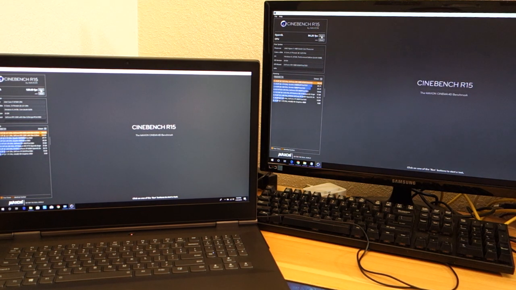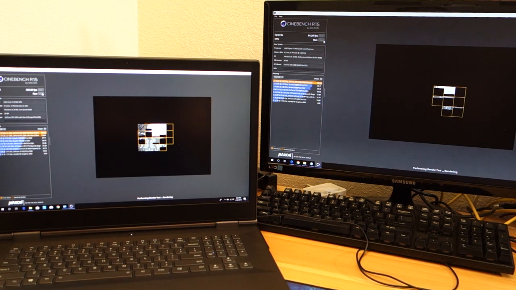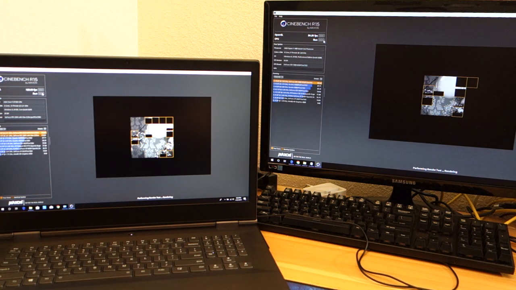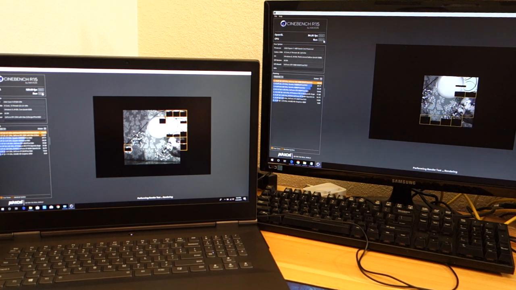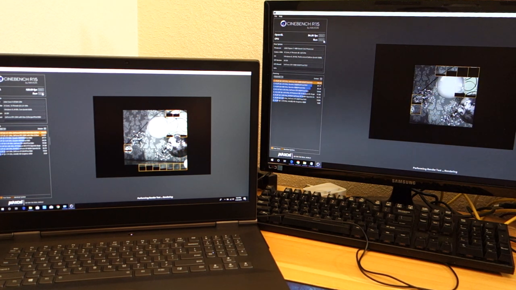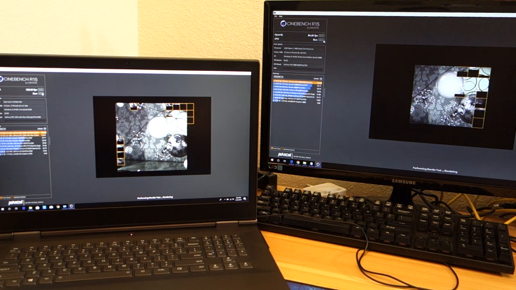So yeah, look at that score. In OpenGL, that's 120 frames per second versus 84. I'm rocking a GTX 1060 6 gig. Let's go ahead and do the CPU test. And as you can tell, the Y740 isn't even really... Oh, there come on the fans. It's halfway through before it even started kicking on the fans.